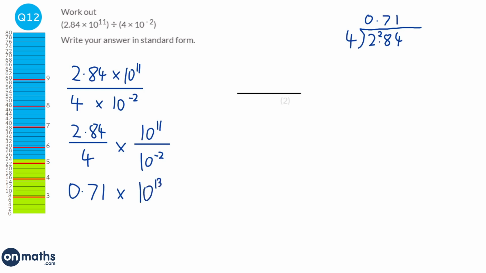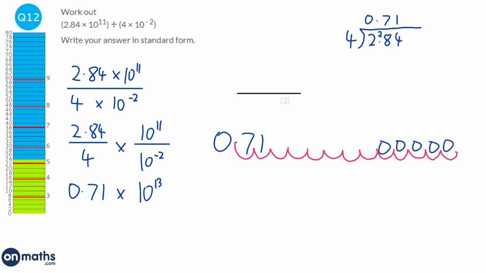Now we've got a bit of a problem here, because standard form must have a number between 1 and 10, and not including 10, at this position here, and this is obviously less than 1, so we need to convert this into standard form. So what we can do is just write the number out again. So I'm going to write this as an actual number, so it's 10 to the power of 13, so it would be 1, 2, 3, 4, 5, 6, 7, 8, 9, 10, 11, 12, 13, fill in the zeros. So it'd be 7, 1 and all those zeros.